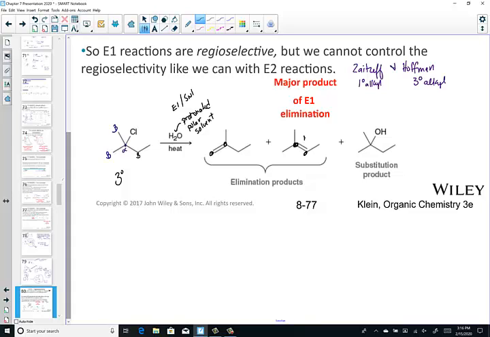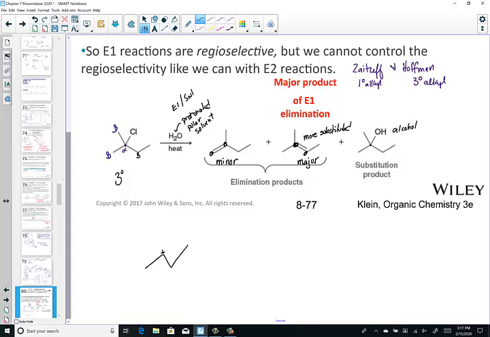However, the more substituted alkene, which is more stable, would be the major product, and this would be a minor product. And of course, the substitution, notice that water ultimately turned into an alcohol through the substitution process. Think about how that happens.